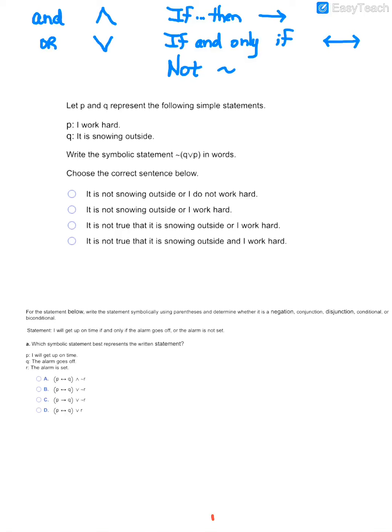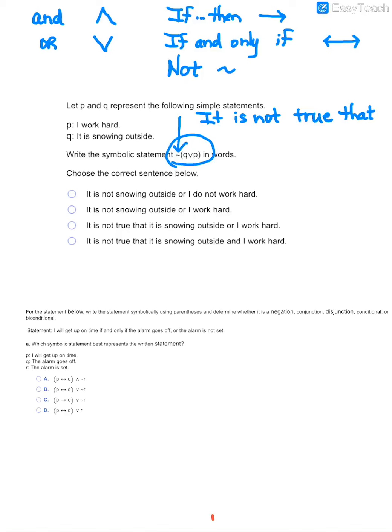So in this first example, they are telling us to let P and Q represent the following simple statements. P represents the statement, "I work hard." Q represents the statement, "It is snowing outside." And they're asking me to translate this symbolic statement into words. Now, anytime you see the symbol for the word "not" out in front of parentheses, you will always translate that as "it is not true." So our statement needs to start out with "it is not true." And then we look inside the parentheses.